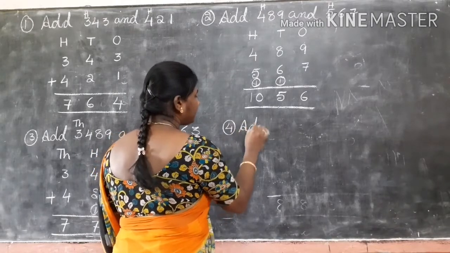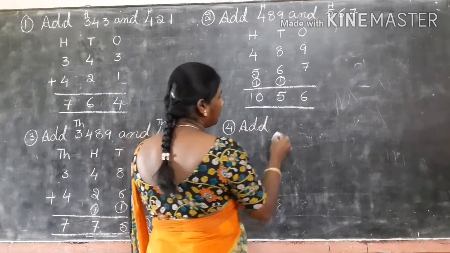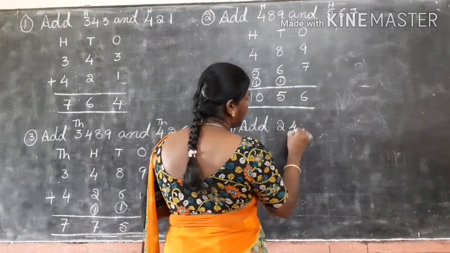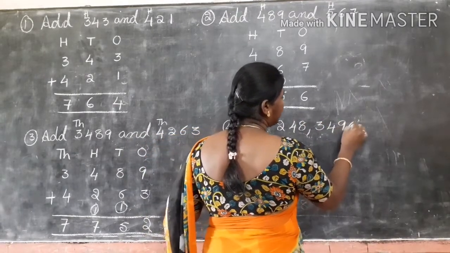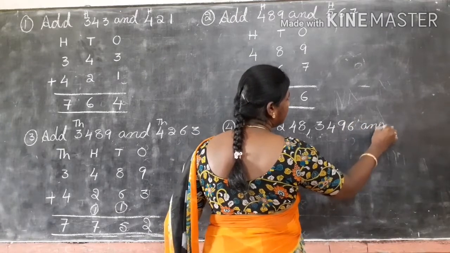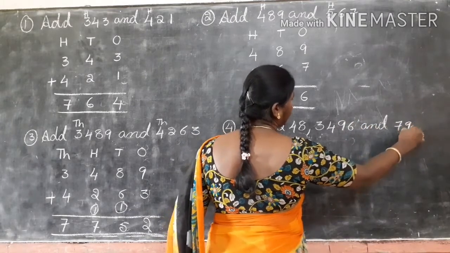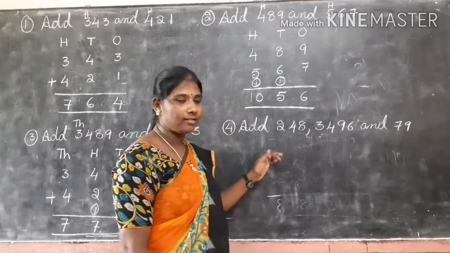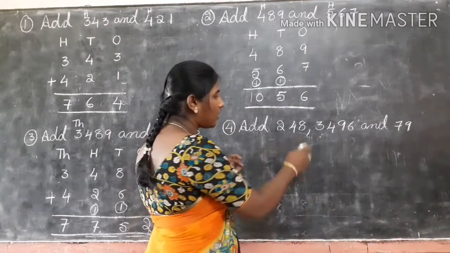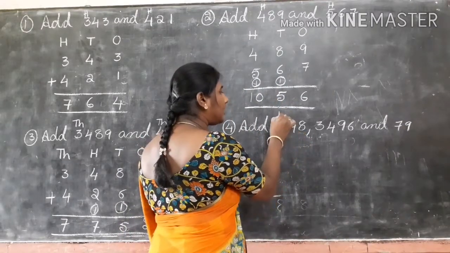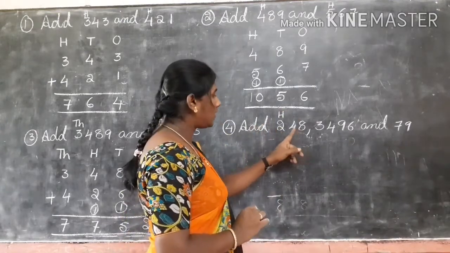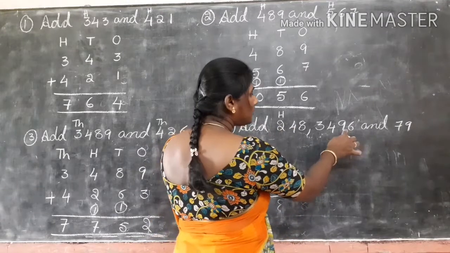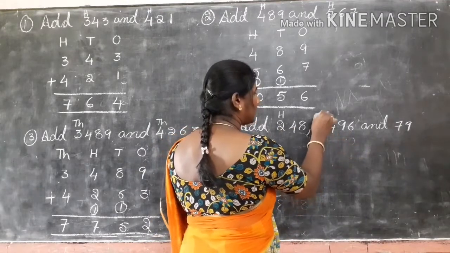Add 248, 3,496 and 79. Here also first write the place values. Ones, tens, hundreds. Which place does the starting number start from? Ones, tens, hundreds. Here ones, tens, hundreds, thousands.